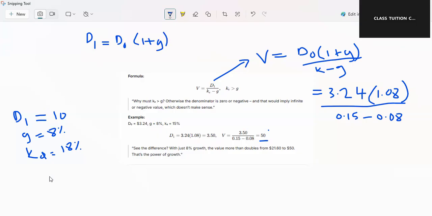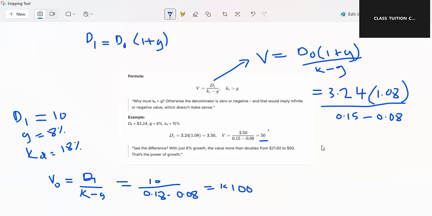Value of common stock is simply what? V0, value of stock now is equal to what? D1 over K minus G. What is our K? Our D1 is 10, our K is 18%, 0.18, and our growth is 8%, 0.08. So when you divide these two, we're going to get our value of stock as 100 kwacha. So this is how we calculate the value of stock using Gordon's model.